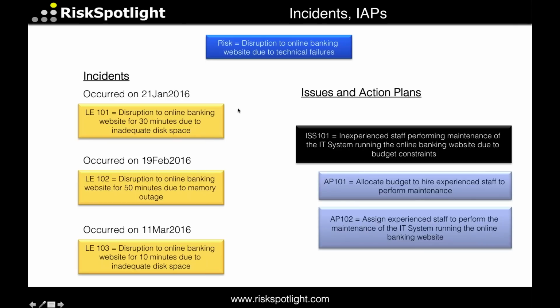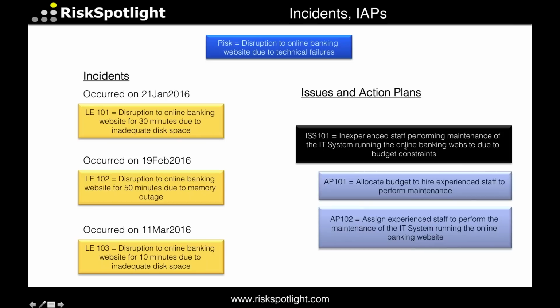In some organizations, I've seen that every time an incident happens, they also create an issue. But actually the root cause of all those incidents may be one problem. So you only need to fix that one problem. You don't have to create 3 separate issues, one for each incident.